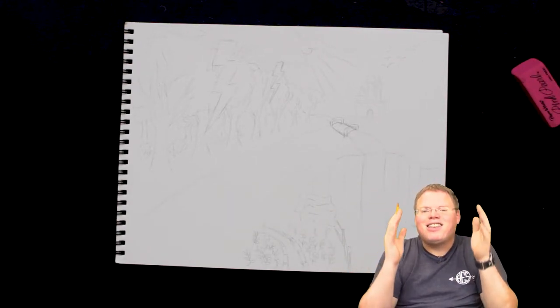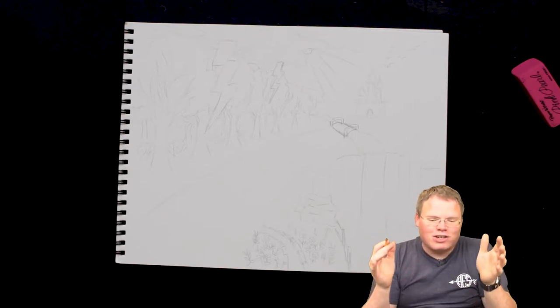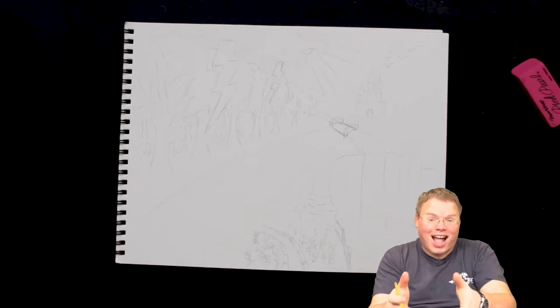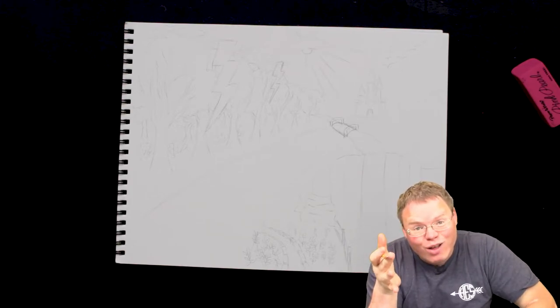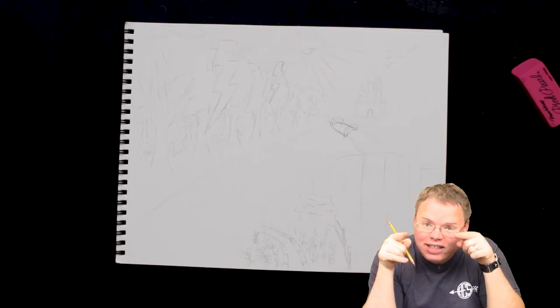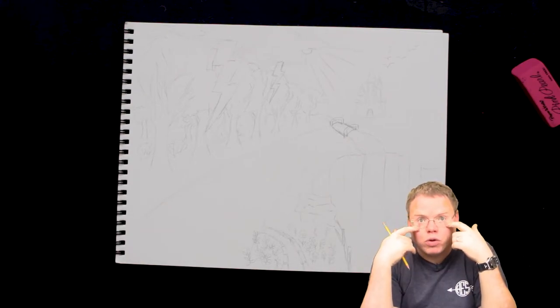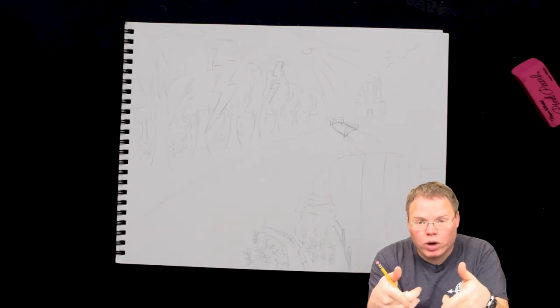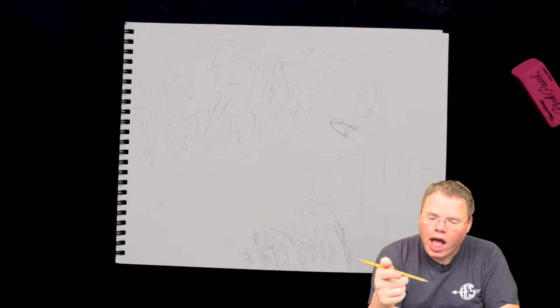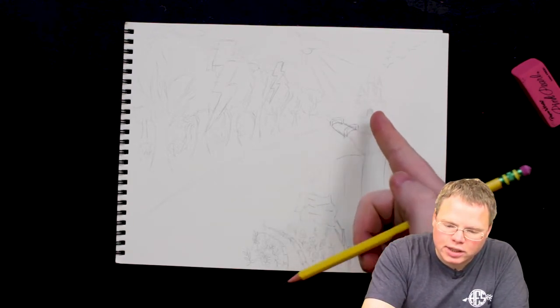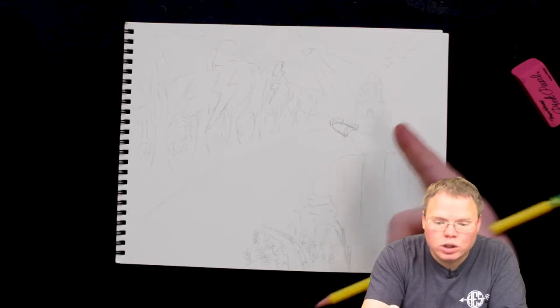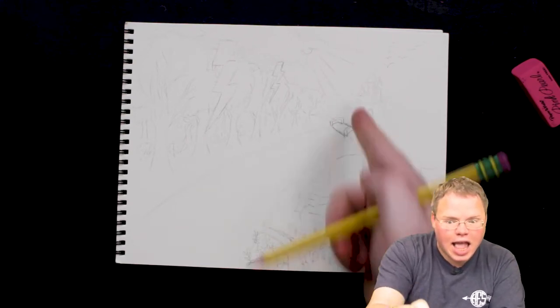Oh, look, I've got another thing in my picture that points at the castle. If you haven't figured it out yet, lines that point towards something create a focal point and make the viewer, the person looking at your picture, look at what those lines are pointing at. Not all the lines, but most of the lines in this picture are pointing at that castle.